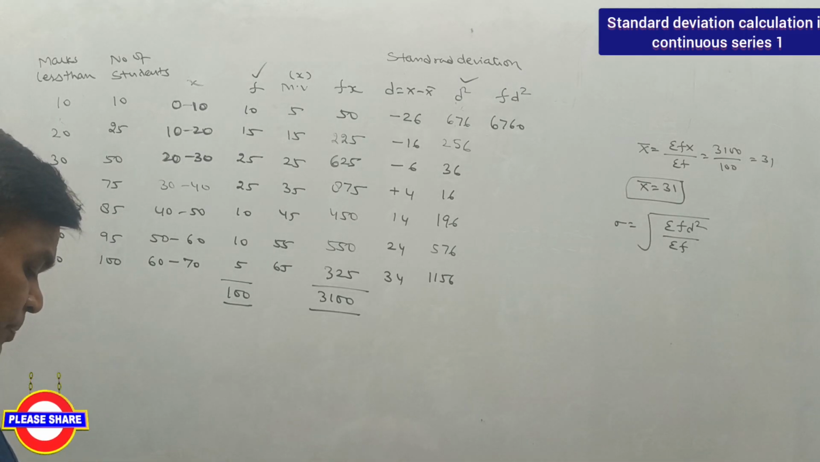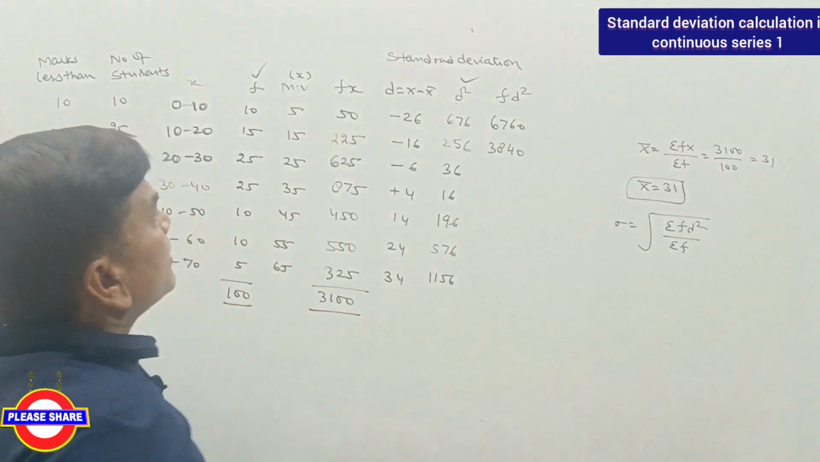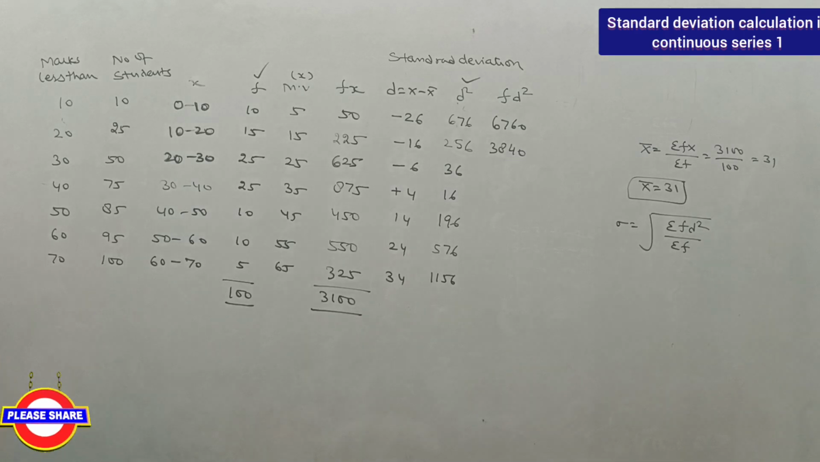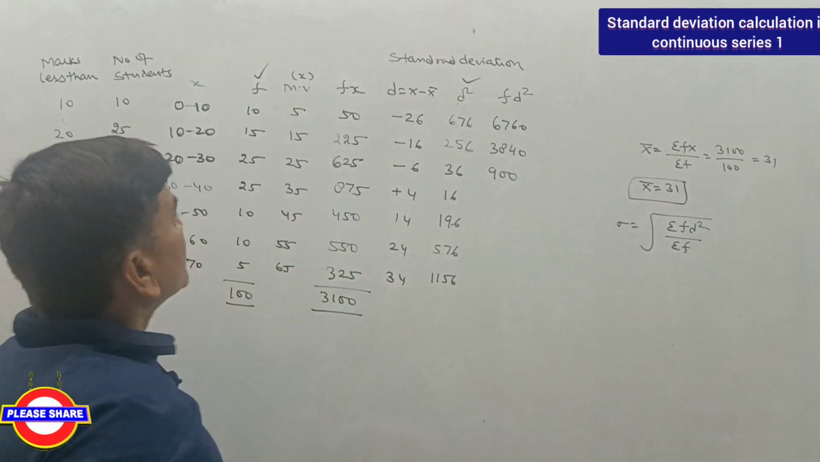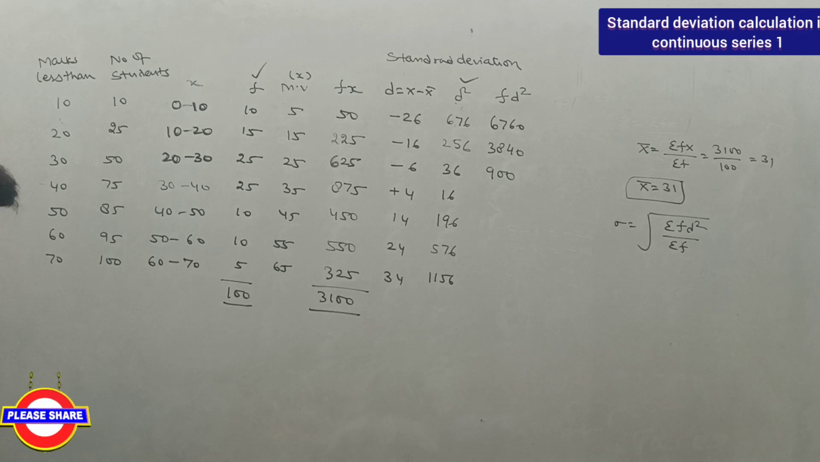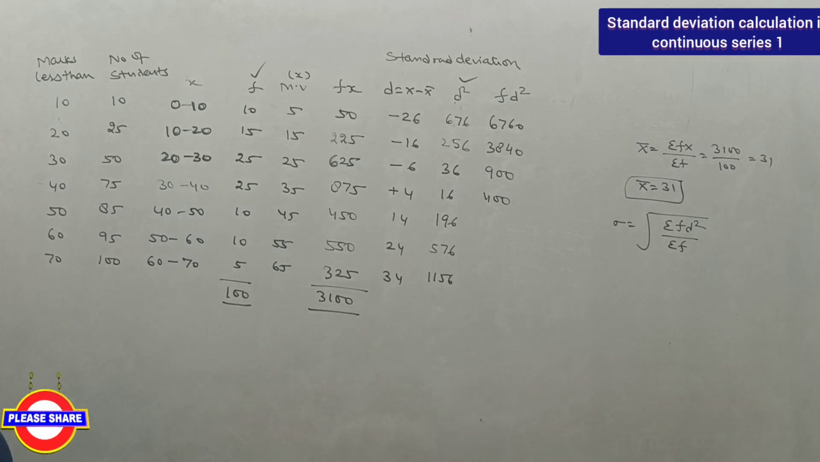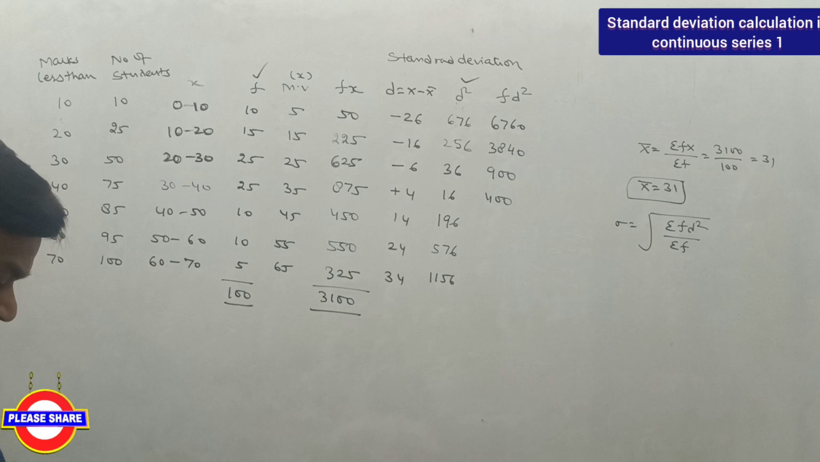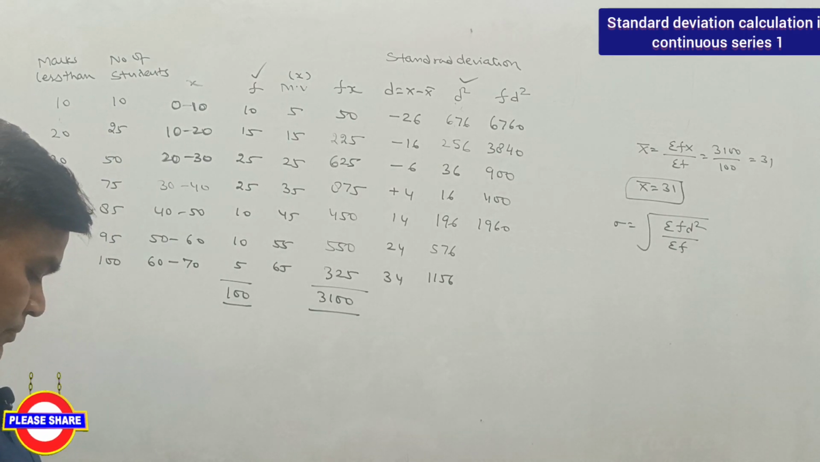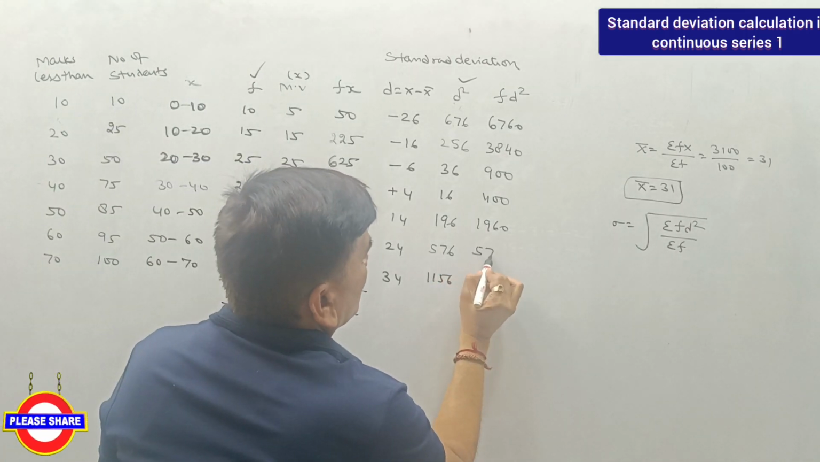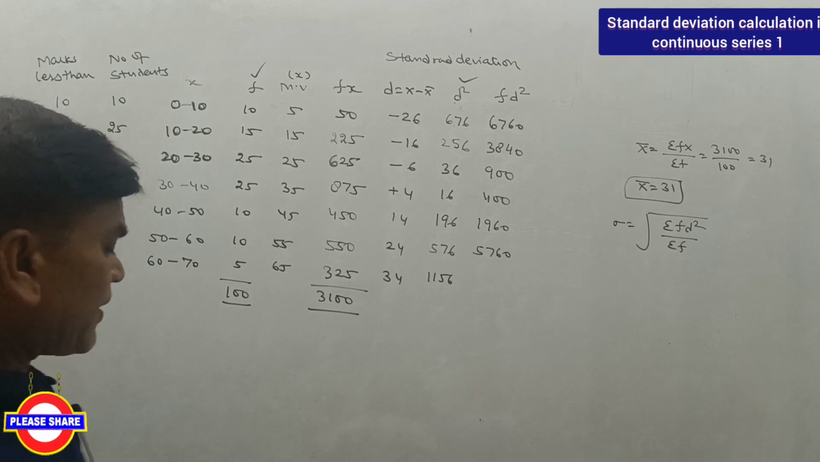256 multiply by 15, that is 3840. 36 multiply by 25, that is 900. 16 multiply 25, that may be 400. 196 multiply 10, that may be 1960. 5760. 1156 multiply by 5, that is 5780.